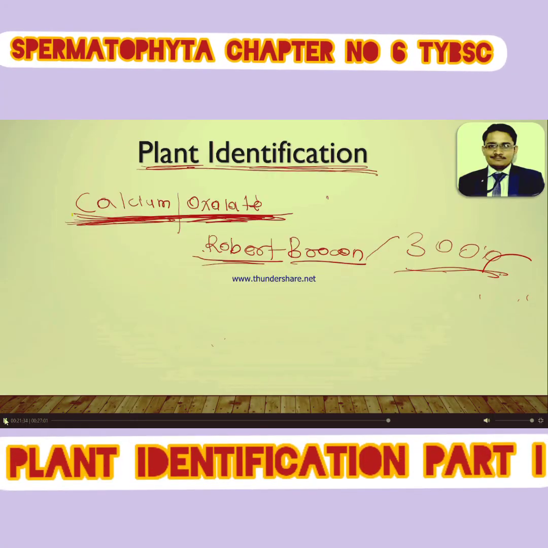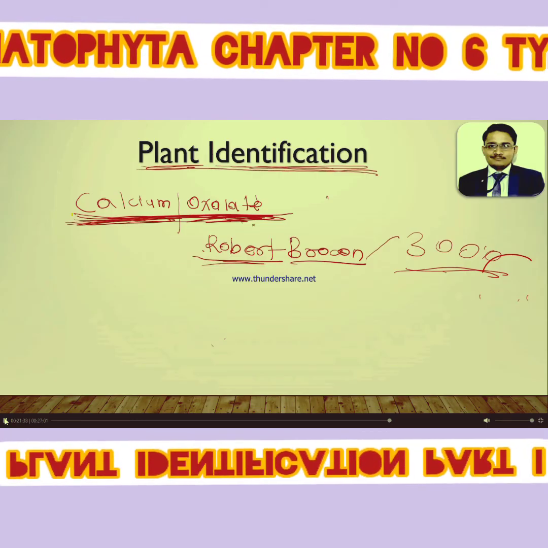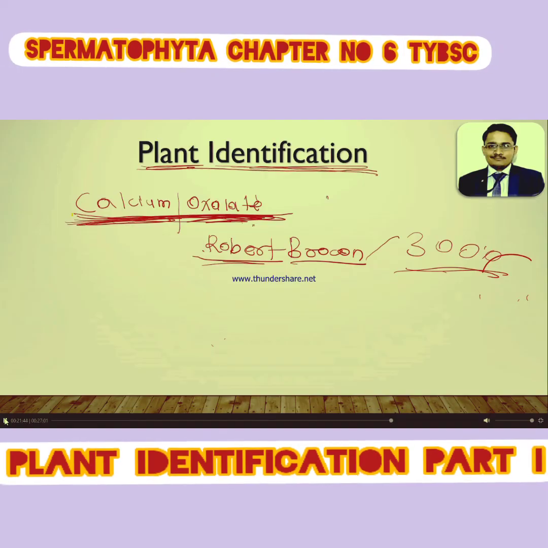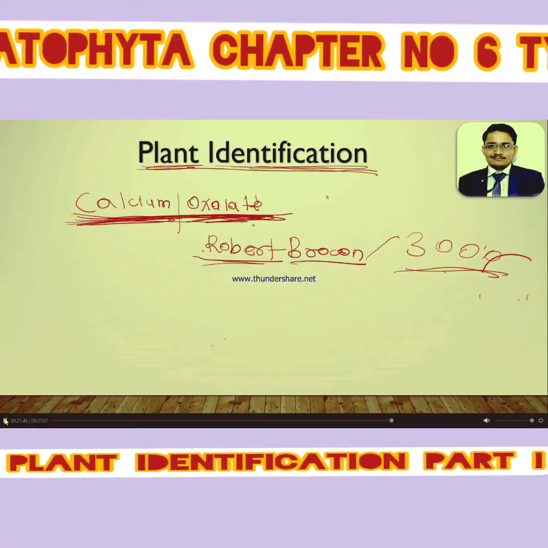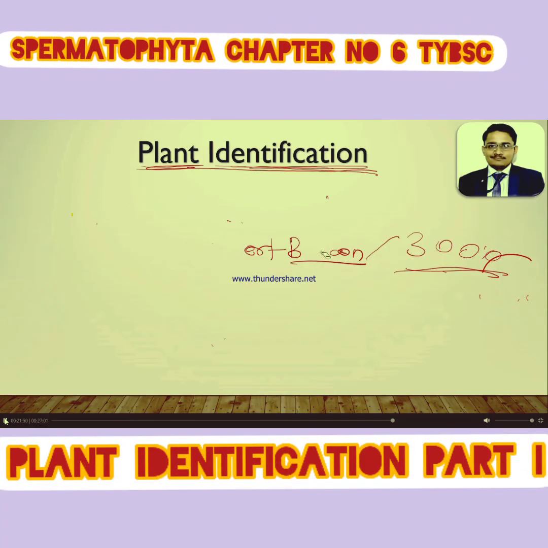can be identified with the help of only one character, known as calcium oxalate crystals. Those are the recent trends. Recent trend means some recent technology used for the identification of a plant.